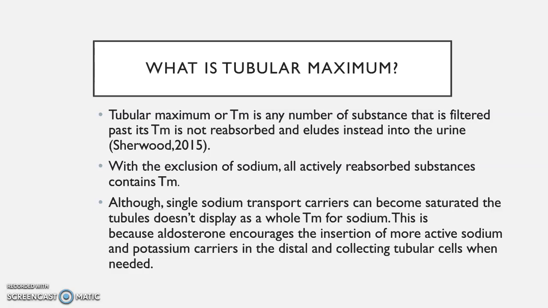With the exception of sodium, all actively reabsorbed substances have a TM. The reason sodium is excluded is that sodium is actively pumped out, while potassium and chloride diffuse down their electrochemical gradients through channels in the tubule wall and into the bloodstream. The walls of the thick ascending limbs are impermeable to water, so in this section of the nephron, water is not absorbed along with sodium.